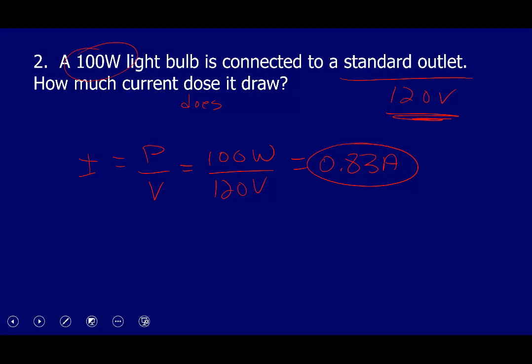So that's about as tough as these power questions are going to get. There's this version of the formula, and then there's the other version, which was power equals energy over time. So as long as you can handle using those, you should be just fine.